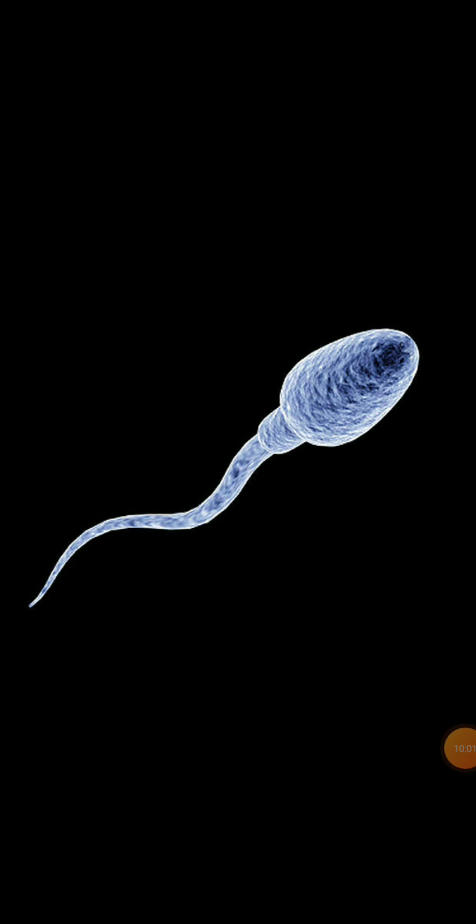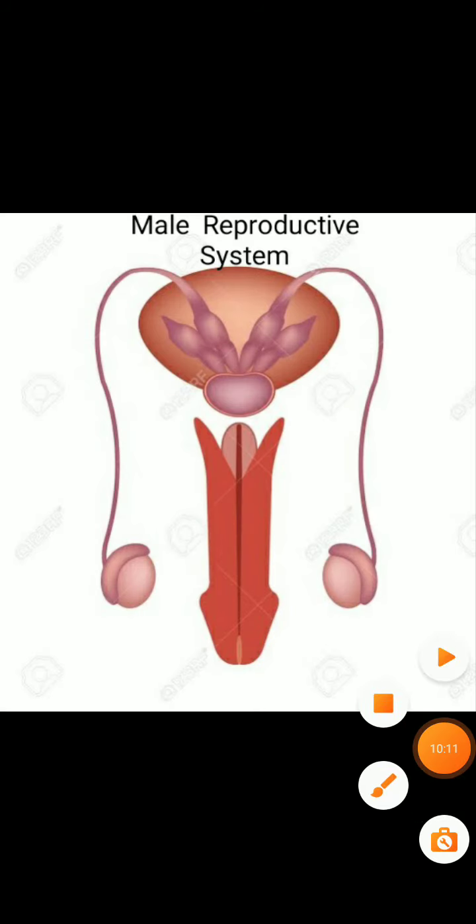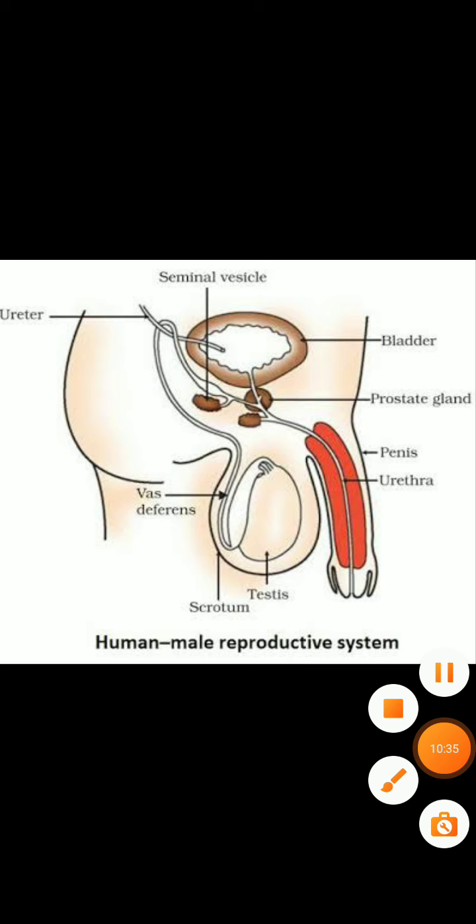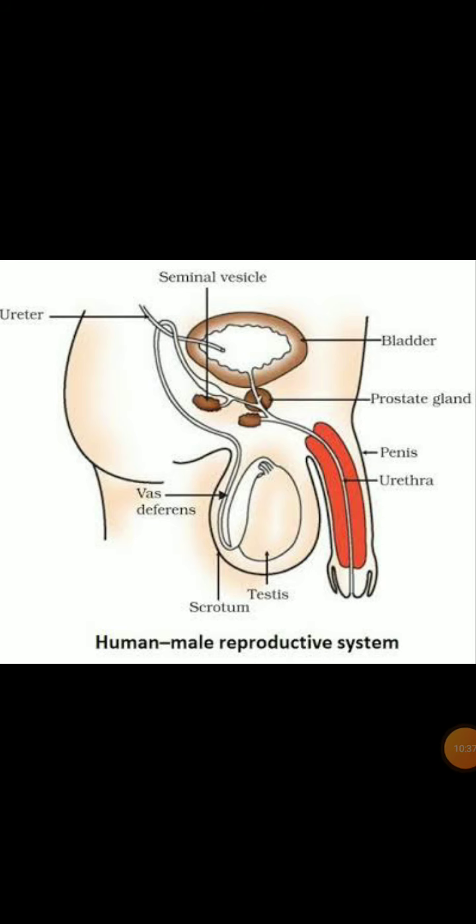So, here we have completed the discussion on the male reproductive system. Let us once again revise it. The male reproductive system consists of two parts. One, the part which produces the germ cell, and second, the part which delivers the germ cells to the site of fertilization. First of all, let us see the organs which are involved, and those organs are testes, vas deferens, urethra, and the glands.